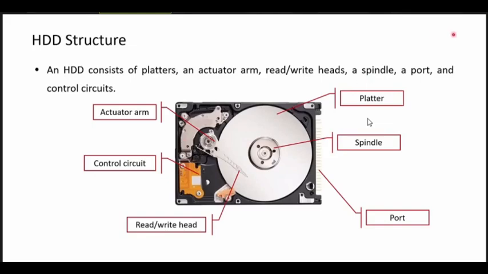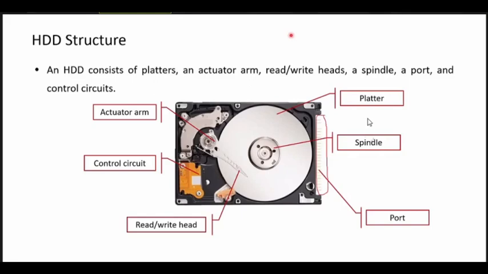So a hard disk drive, you will have an actuator arm, a disk platter, spindle, of course the port. So the port, you can just say this is the connector basically. Okay, that's the port, and the read-write head. So how it works, okay?